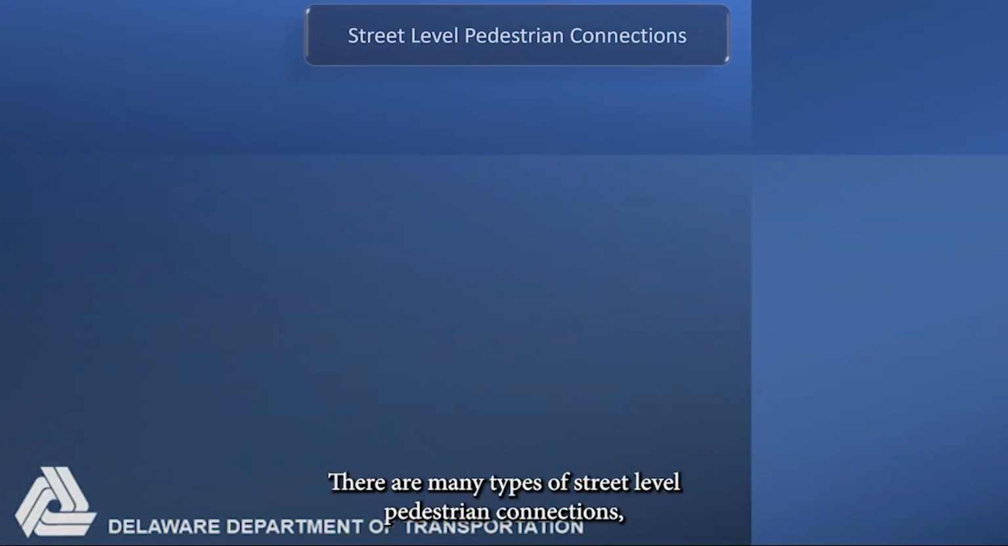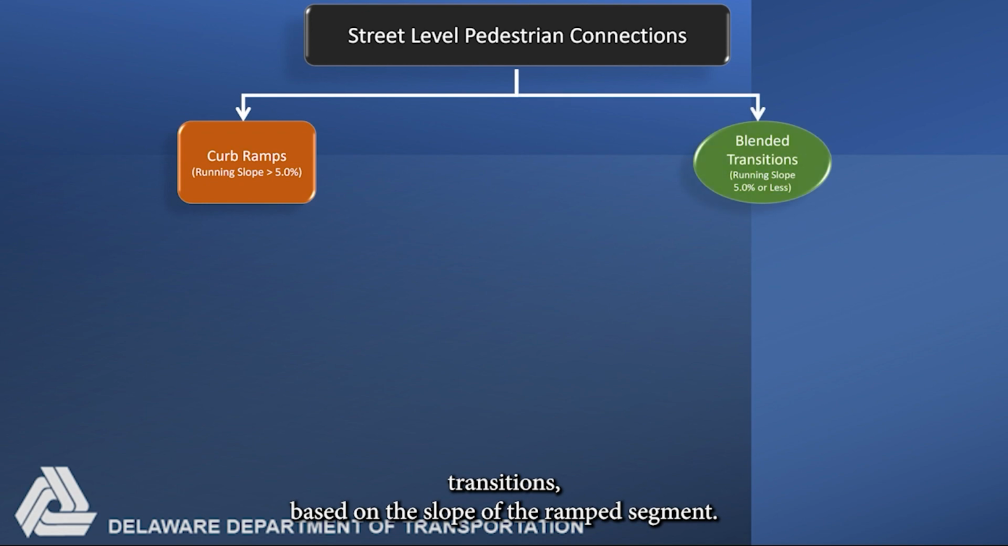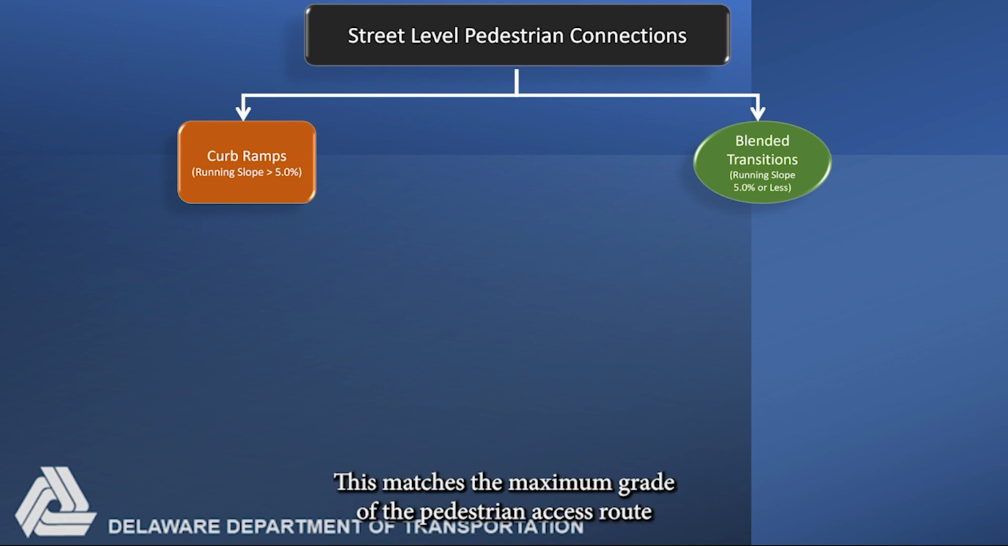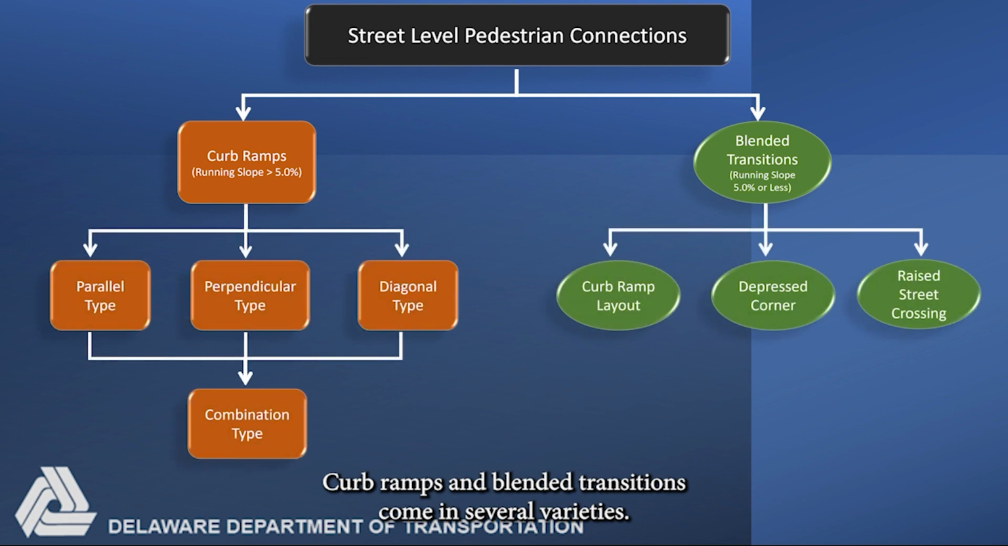There are many types of street-level pedestrian connections, but they fall into two main categories, either curb ramps or blended transitions based on the slope of the ramped segment. Curb ramps are street-level pedestrian connections with a slope segment greater than 5%. Blended transitions have a slope segment of 5% or less. This matches the maximum grade of the pedestrian access route and the grade of the adjacent crossing, blending them together. Curb ramps and blended transitions come in several varieties.